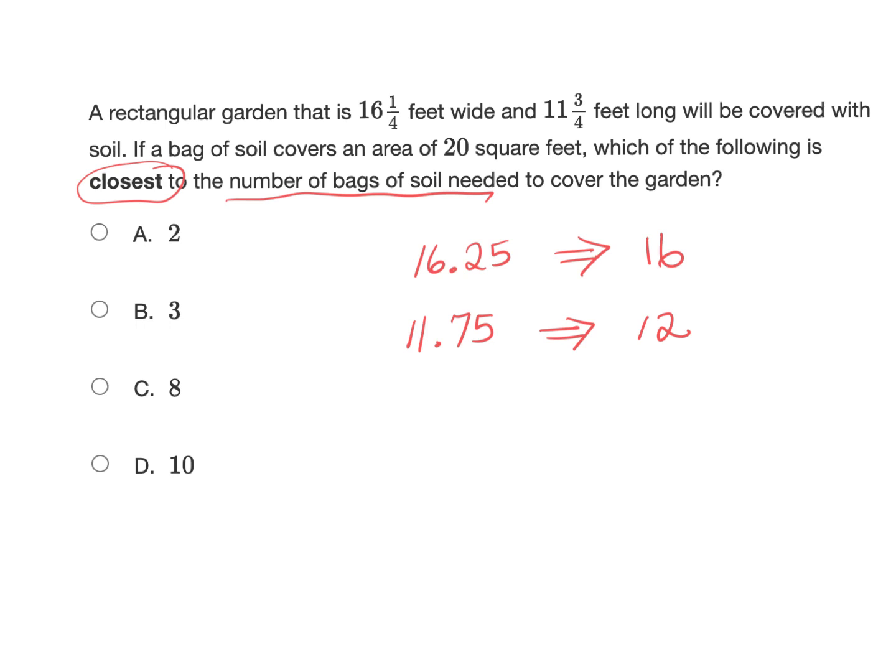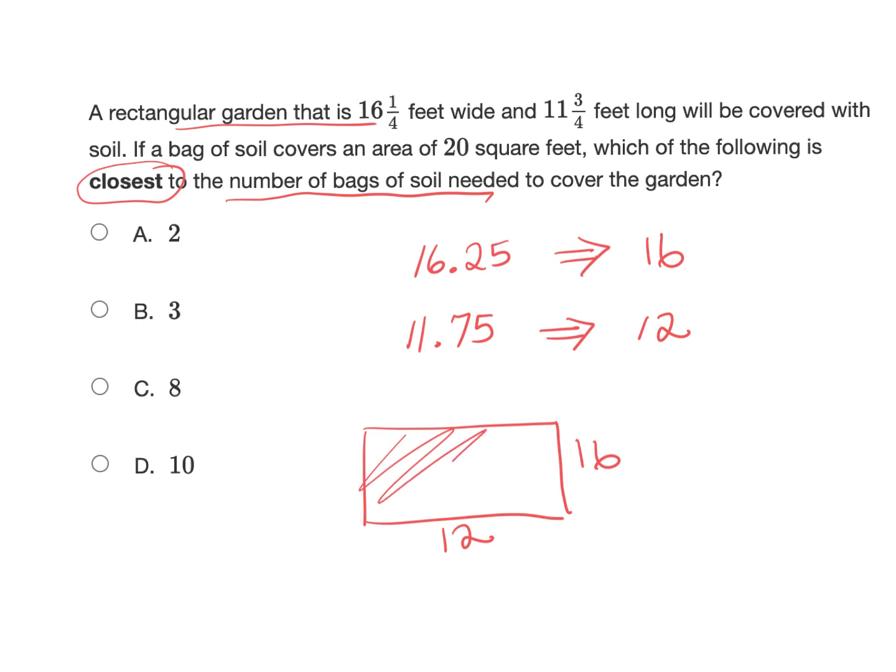So from here, this is the rectangular garden. Let's draw a picture. Rectangular garden, I have 16 feet wide and 12 feet long. All right, and we're going to cover this area with soil. So the area of a rectangle is 16 times 12.